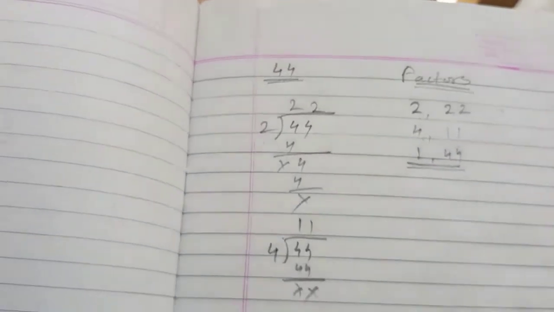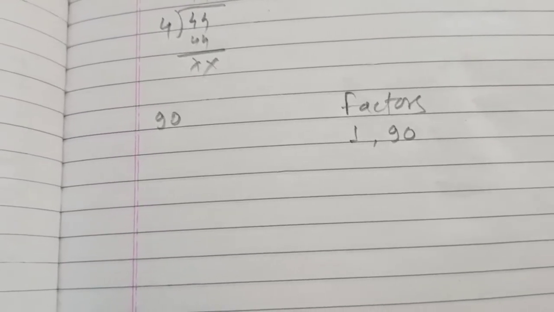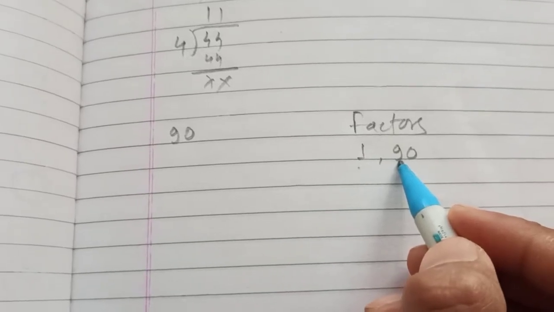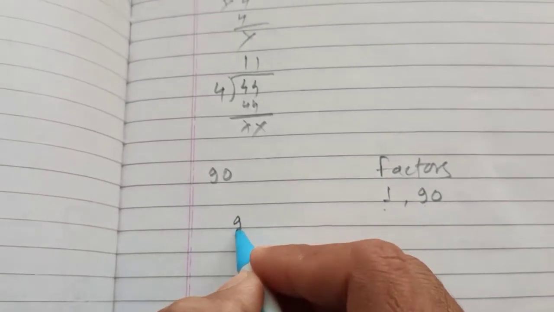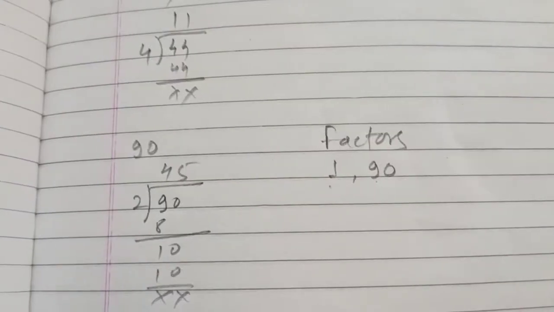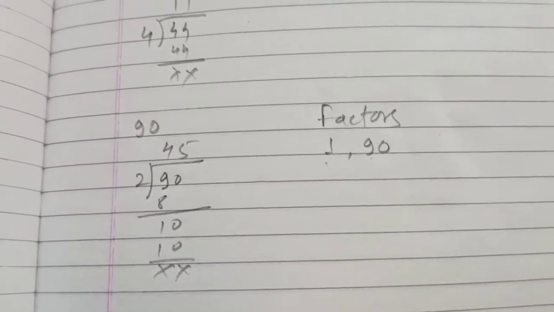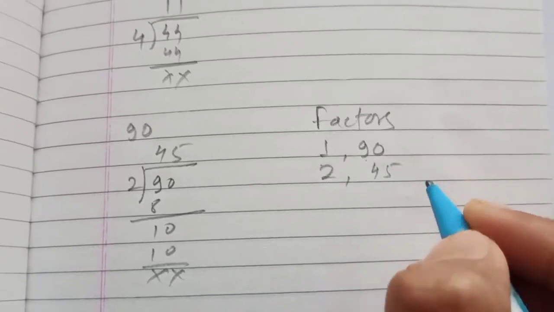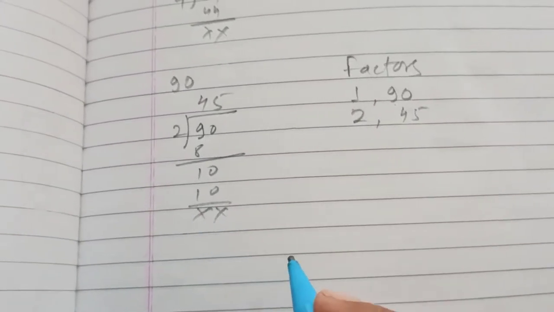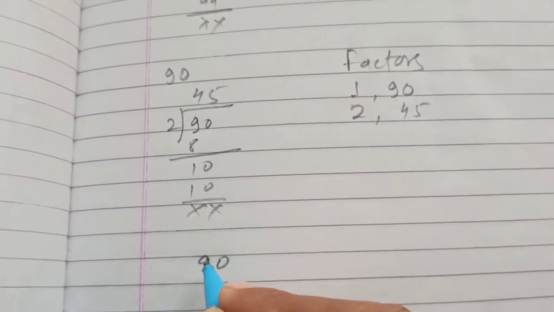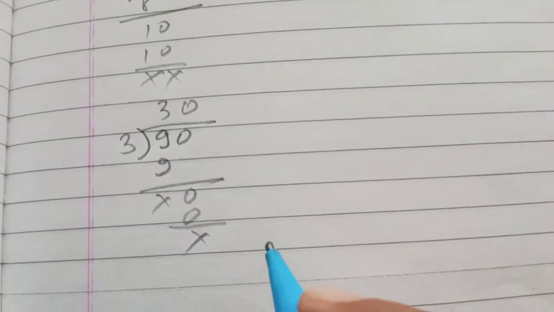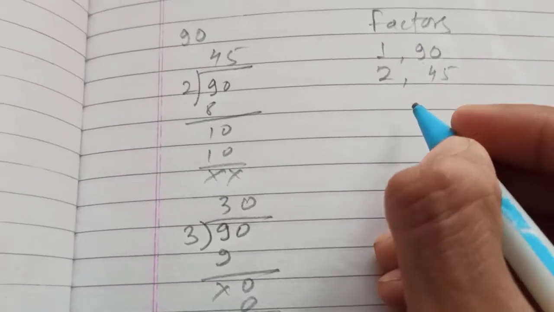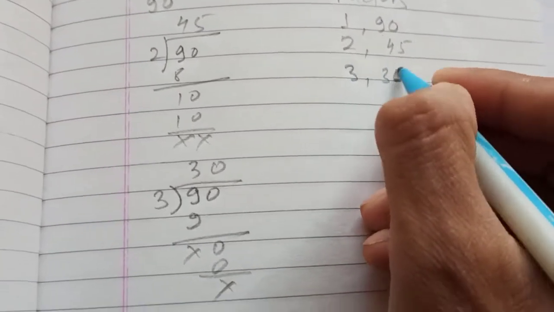In the same way we will find out the second one, the factors of 90. So 1 and 90 is the factor of 90. Then we will divide 90 by 2. So the answer is 45. So 2 and 45 is also the factor of 90. Then we will divide 90 by 3. 3 3s are 9 and 3 0 is 0. So 3 and 30 is also the factor of 90.